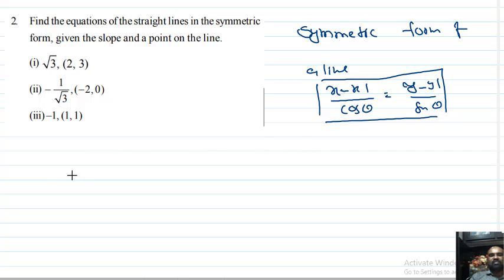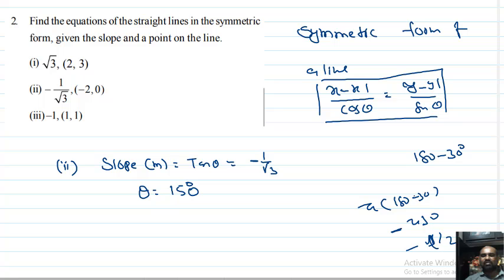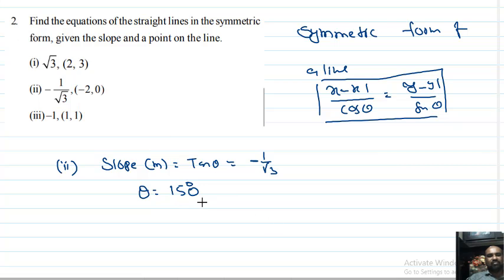Slope is given for each one. First of all, I want to take the second one. Second is best. Okay. So slope is m, that is tan theta equal to minus 1 by root 3. So automatically theta is tan inverse of minus 1 by root 3, that is 180 minus 30 degree, that is 150 degree. So tan 150 degree is nothing but minus 1 by root 3, and cross check it. Tan 150, that is 180 minus 30. This is in the second quadrant, tan is negative, tan 30 only, minus 1 by root 3. So that only we will get. That's why the inclination of the line is 150 degree.